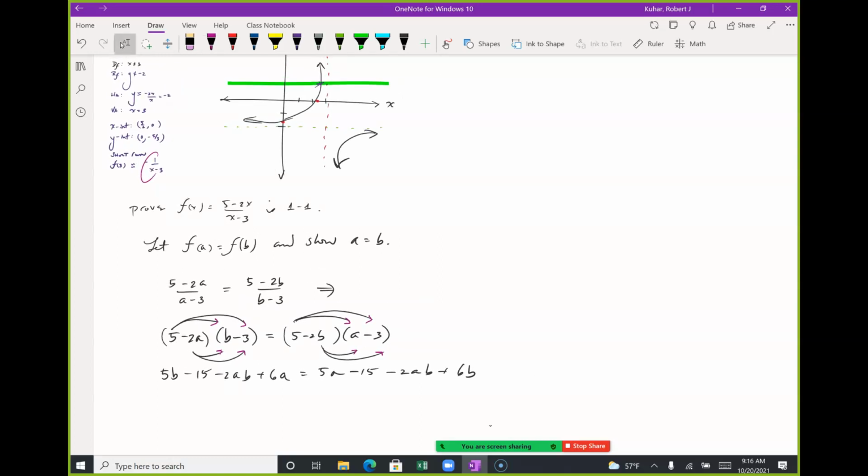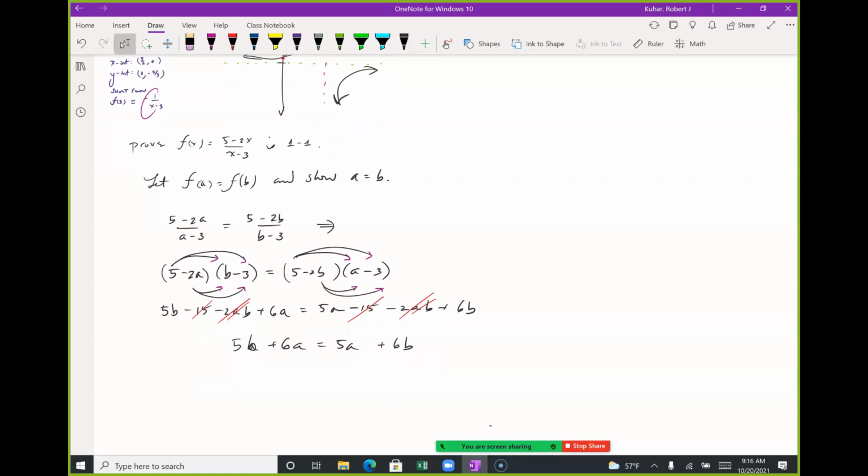They're there for me to know that I've distributed correctly. So then I can see that I get some things to cancel here, right? It looks like I have 2ab on both sides, that goes away, and a 15 on both sides, that goes away. So I've got 5b plus 6a equals 5a plus 6b. And I want to try and get everything on one side, minimizing the number of negatives.